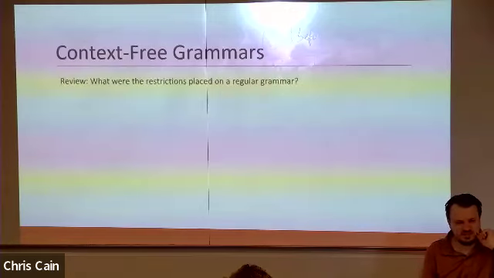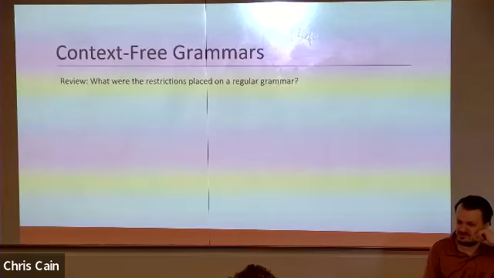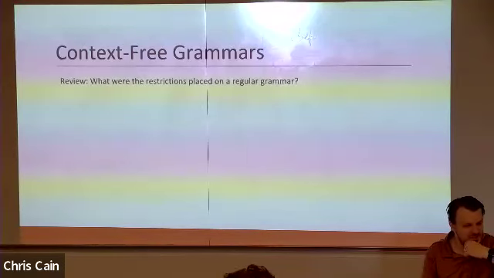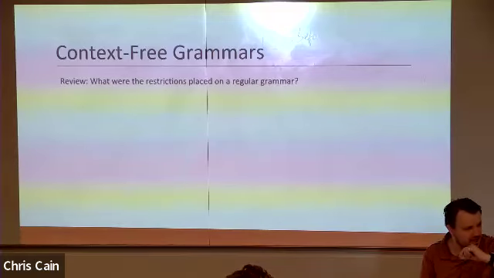What restrictions did we place on regular grammars? What was a regular grammar? There were some rules. Be either left or right linear. Left or right linear, which meant what? Non-terminal needs to be on either the right side for everything or the left side for everything. Yeah, we have an arbitrary number of terminals followed by exactly one non-terminal if it's right linear, or exactly one non-terminal followed by an arbitrary number of terminals if it's left linear.